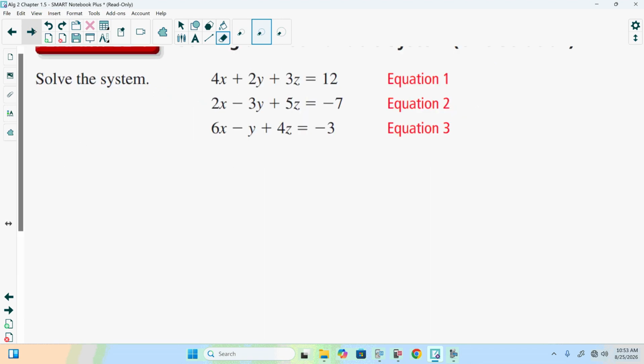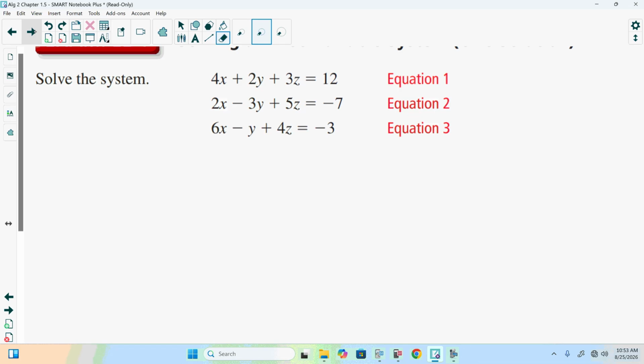So we're given this here. We have 3 equations with 3 variables. 4x plus 2y plus 3z equals 12. 2x minus 3y plus 5z equals negative 7. And 6x minus y plus 4z equals negative 3. First main step is we want to select a variable, x, y, or z, to eliminate, and an equation we're going to use to get rid of it, to eliminate it from the other 2. Now the question is, how do we know which one to pick?